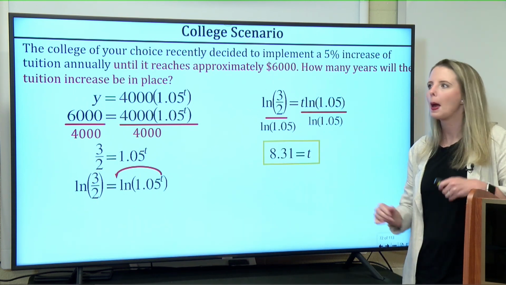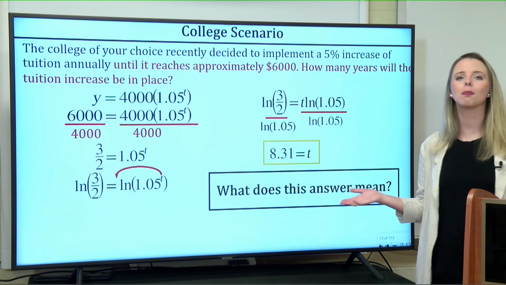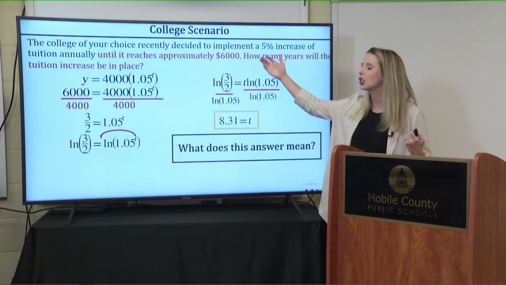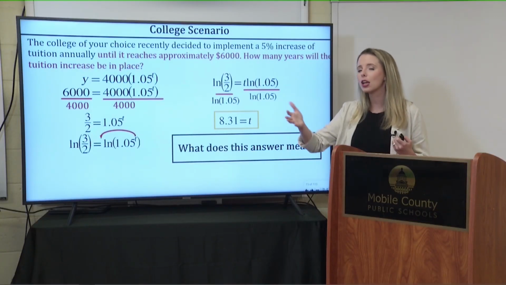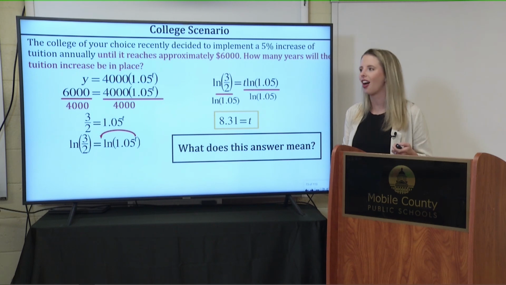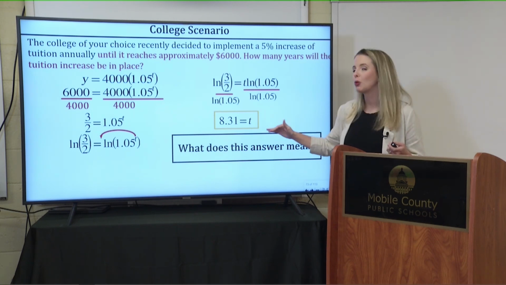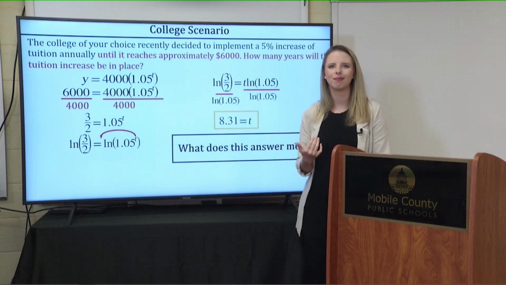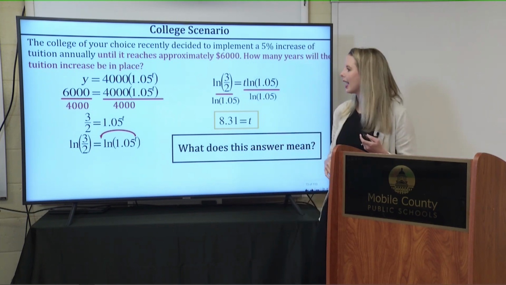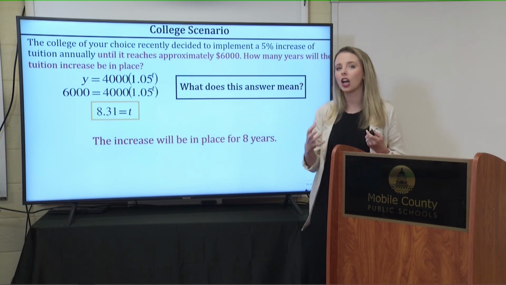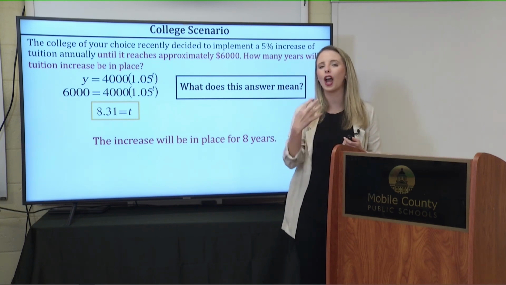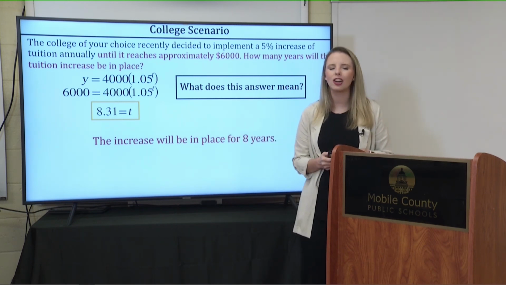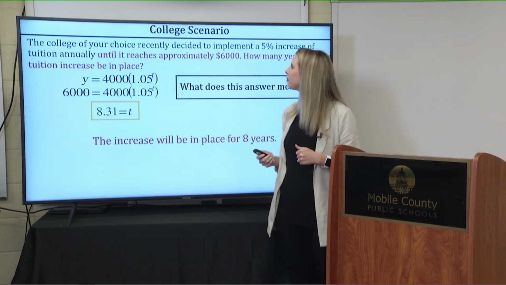to the hundredths place. But what does this answer mean? What does it tell us? They were asking how many years the tuition increase needed to be in place to equal approximately $6,000. So should we go with 8 years or should we go with 9 years? Well, the committee is very conscious of their students and their budget, so they don't want to overcharge their students. So they're going to go with 8 years. The tuition increase is going to be in place for 8 years.